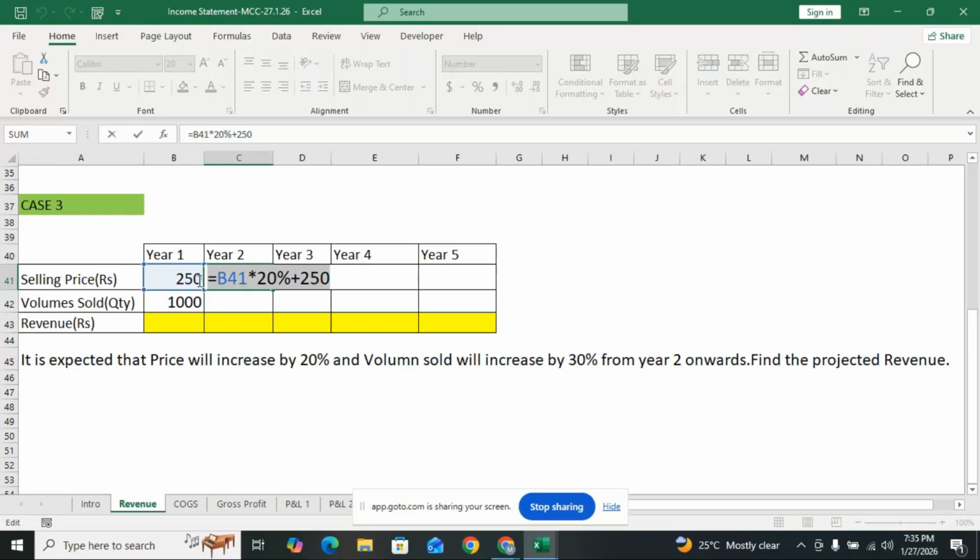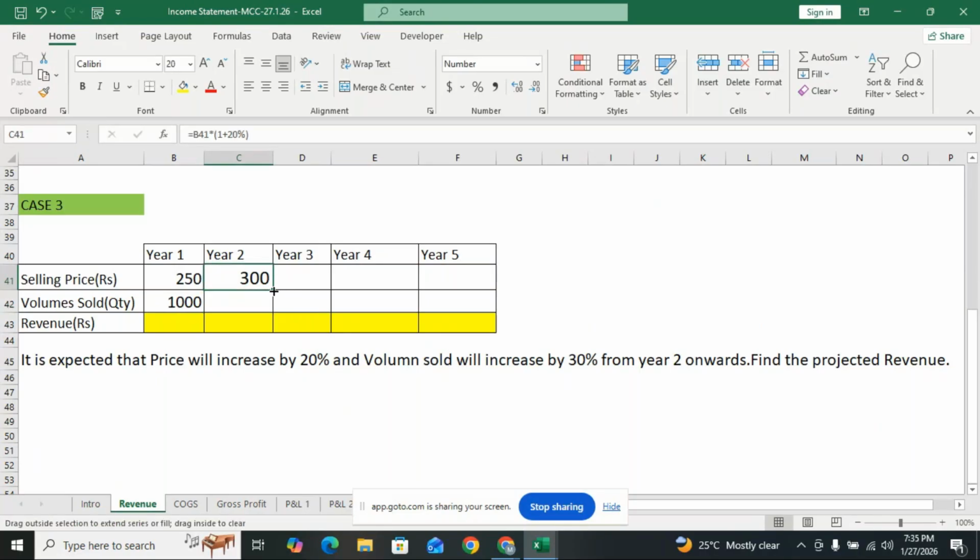So instead of going in this detailed way, equals to B41 into, open the brackets, 1 plus 20%, close the brackets and press enter. That's all. So for year 2 you do this, and for the rest of the years you get the updated value.